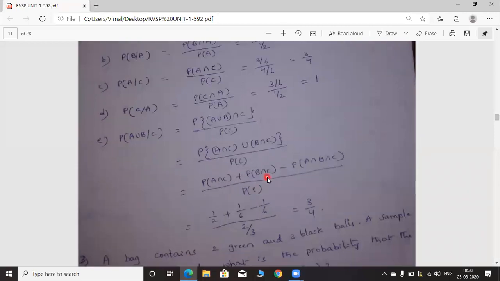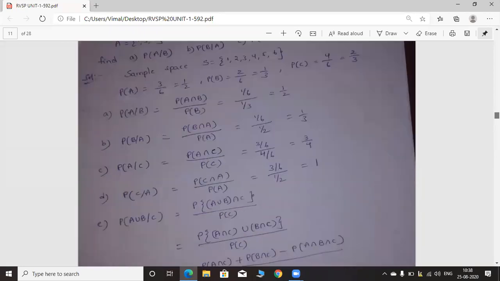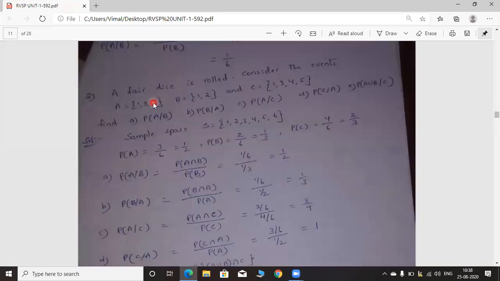So probability of B intersection C can be written as 1 by 6 minus, again, the intersection part for the 3 events A, B, C. If you observe the events A, B, C, among these 3 events we have only one common element, that is 1. 1 is the common element which is present in 3 events A, B, C. There is no other common element except 1. So again you have to write 1 by 6 only.